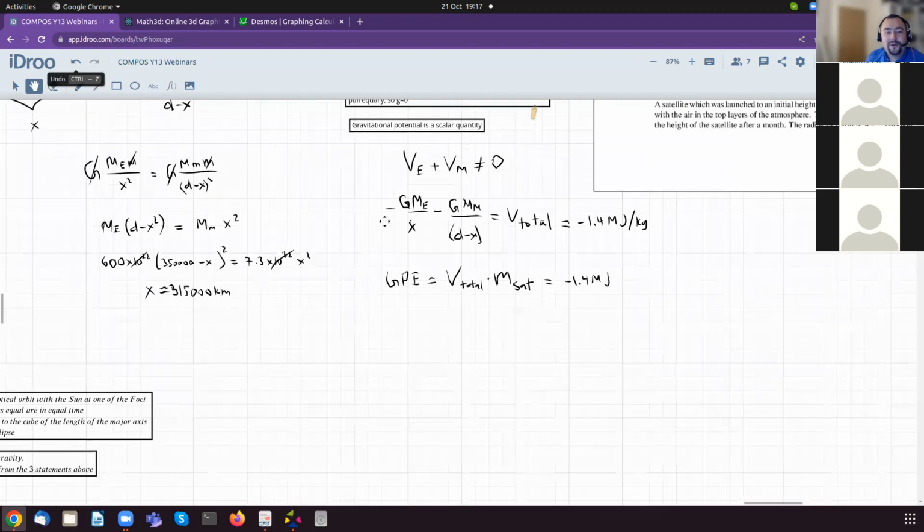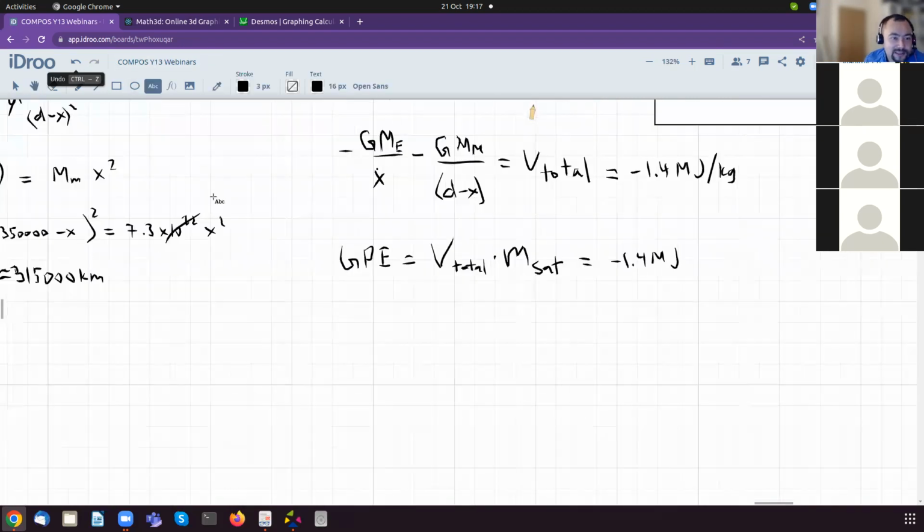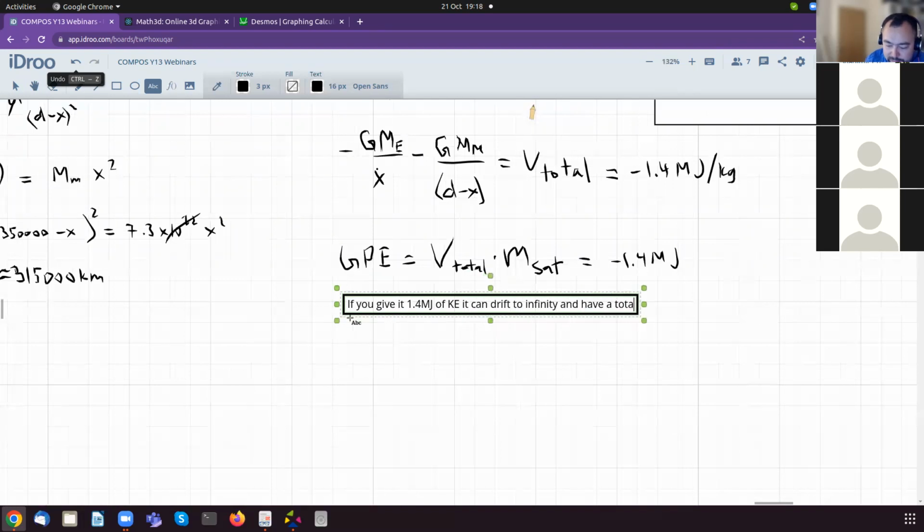All right, so gravitational potential energy, this means that if you give it 1.4 megajoules of kinetic energy, it can drift to infinity and have a total energy of 0.